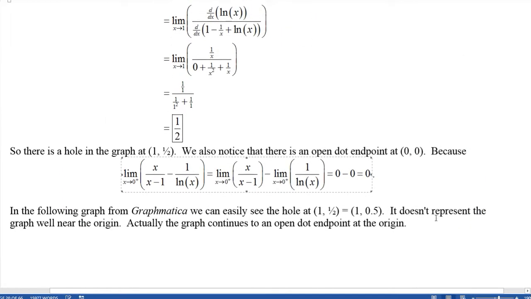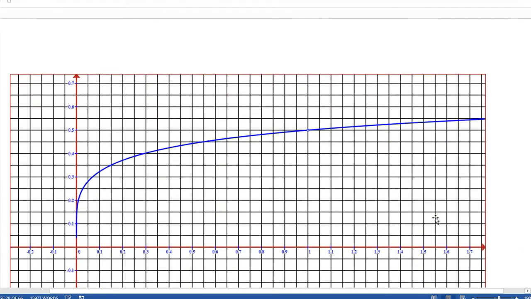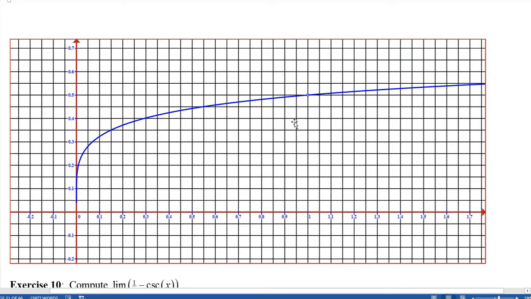So let's take a look at the graph. And I did it in Graphmatica, and you can see the hole nicely in Graphmatica. It does it correctly. Here at 1, 1 comma 0.5 or 1 comma 1/2. That's the hole in the graph that we expected. Now it doesn't completely show the graph very well right here near the origin. We know that actually it's continuous up until it hits the origin, and it actually doesn't hit the origin. It has a hole in the graph right there.